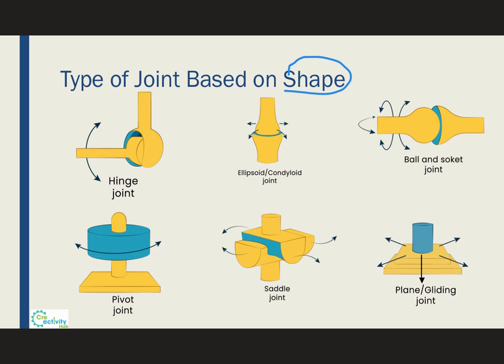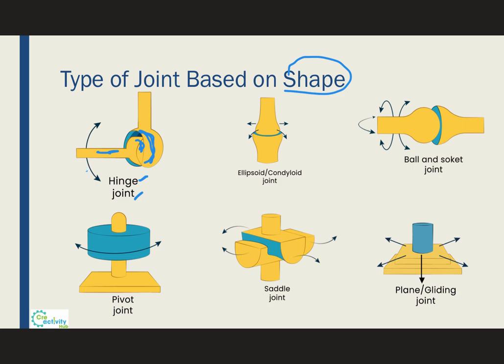First, we have the hinge joint, which, like the name says, is going to be a synovial joint that resembles the shape and movement of a door hinge. It has a cylindrical surface on one bone that fits into a concave surface on the adjoining bone, and this structure allows for movement primarily in one plane.